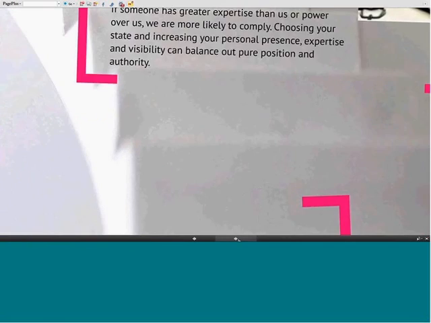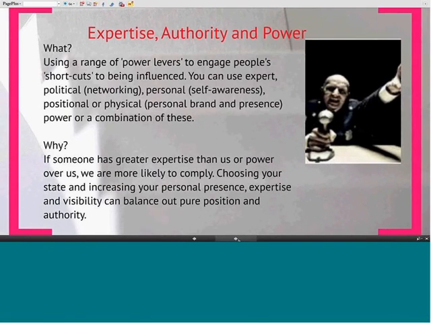So let me take you now into the first technique, which is all about power. A lot of people potentially think that power is just about people who've got positions of power. What we talk about on our program is actually there are a range of different power levels that you can use to engage people and to influence people.